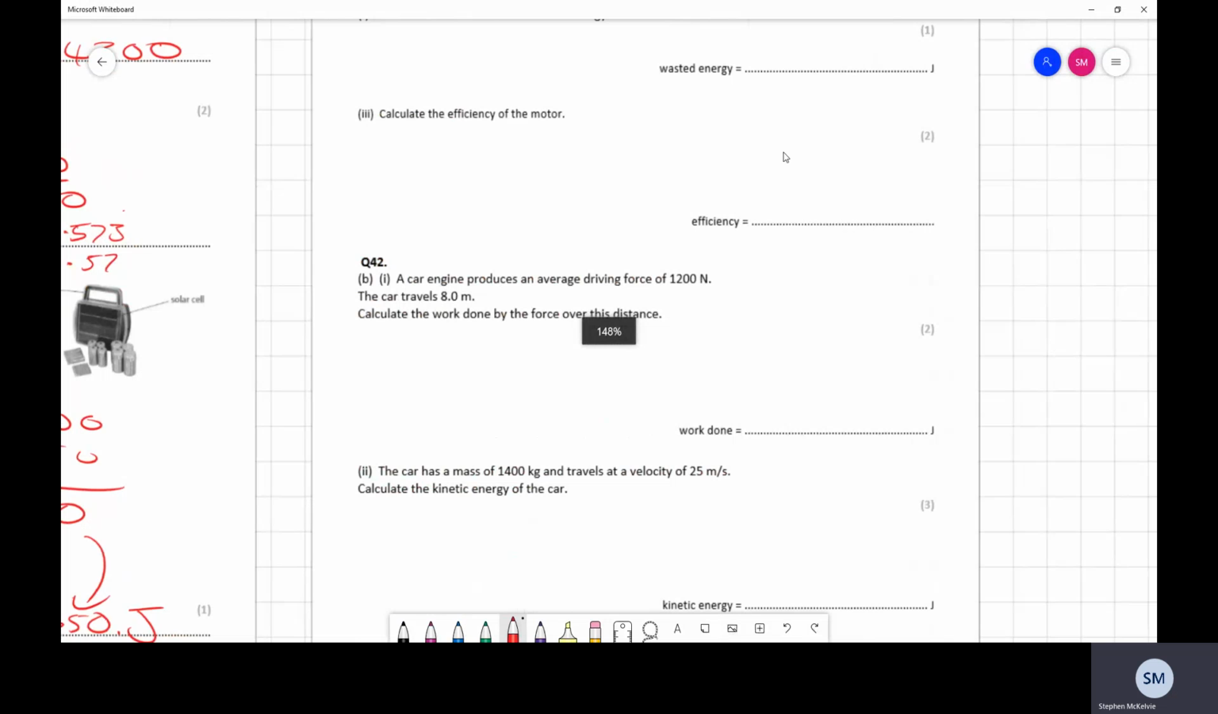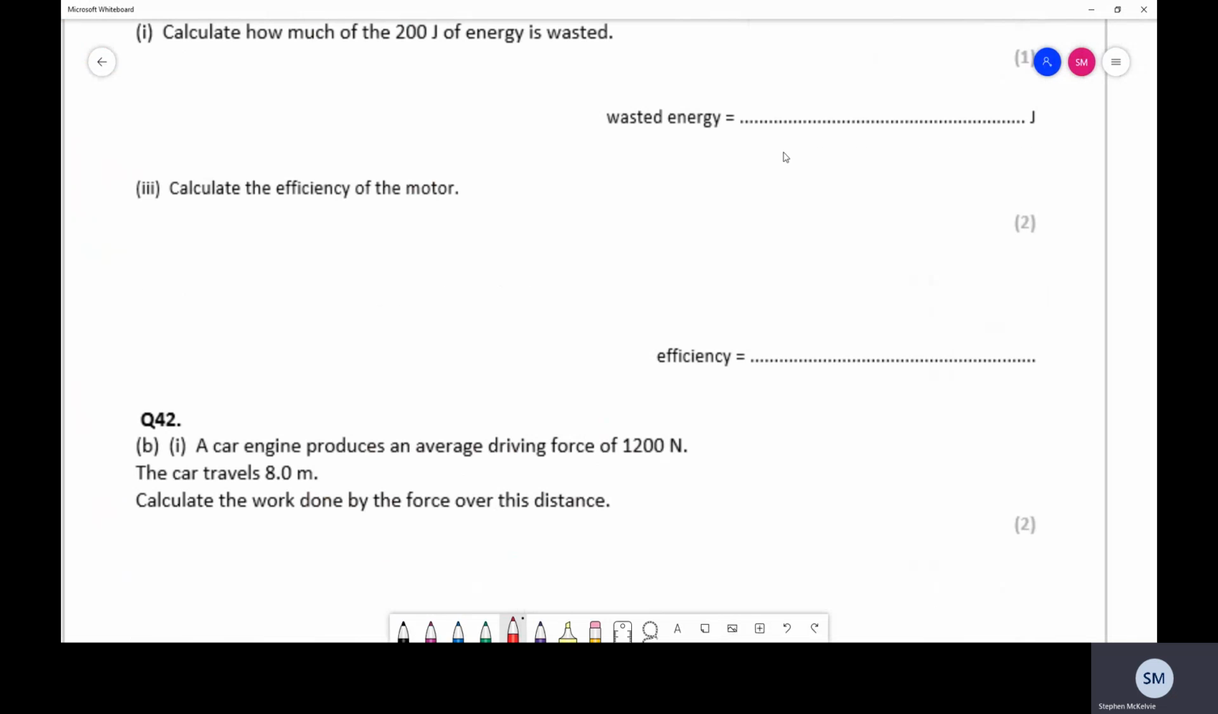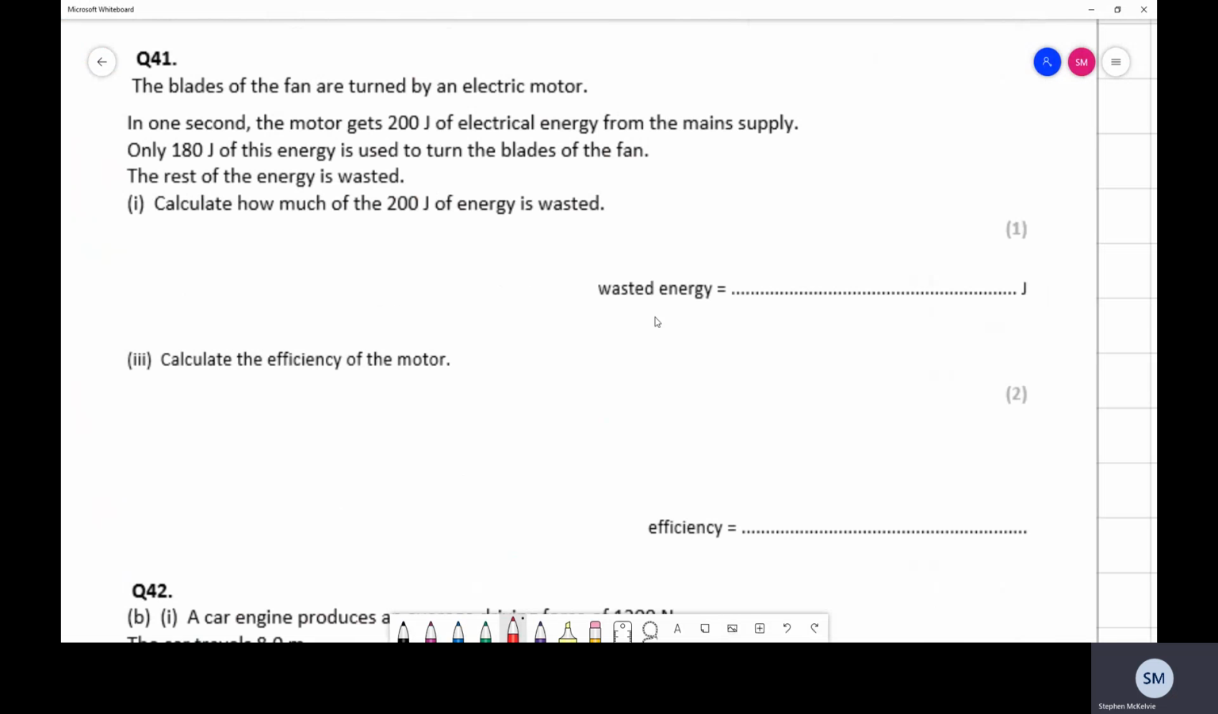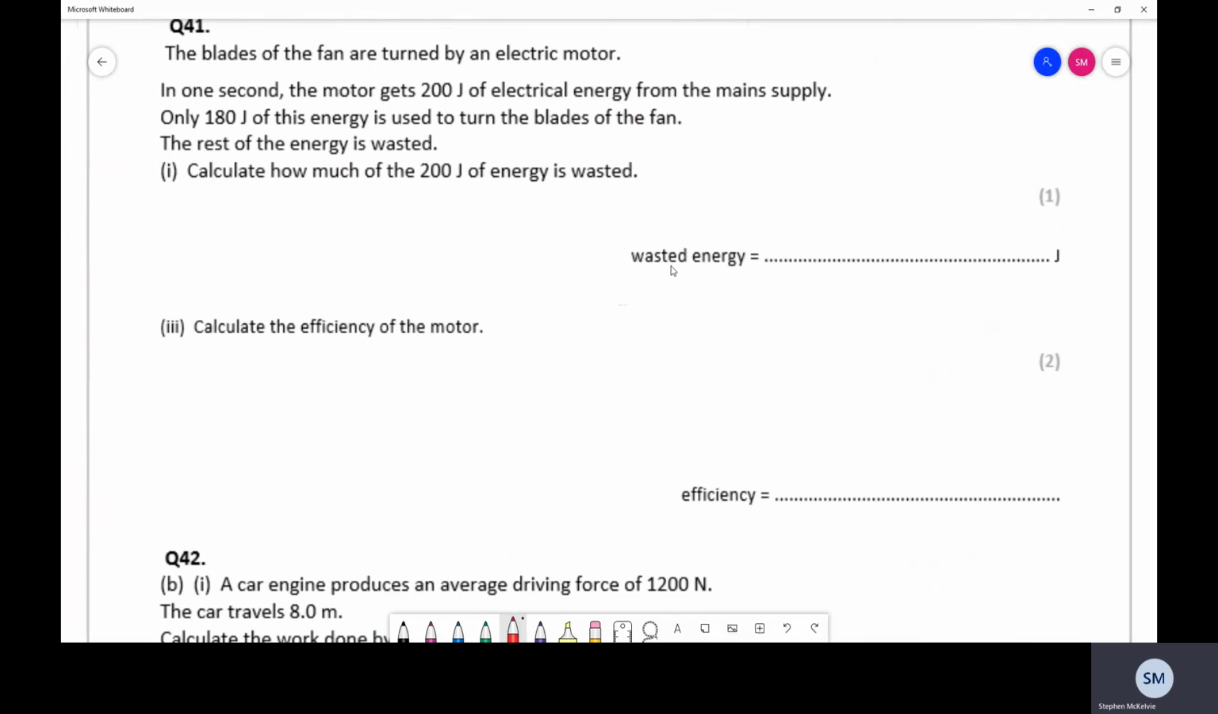Okay, looks like we got another efficiency question. The blades of a fan are turned by an electric motor. In 1 second, the motor gets 200 joules of electrical energy from the main supply. So that to me looks like the total amount of energy. Only 180 joules of this is used to turn the blades of the fan. Well, it's all I want, isn't it? That is useful, and the rest is wasted. Calculate how much of the 200 joules of energy is wasted.